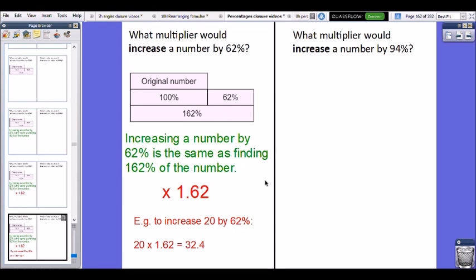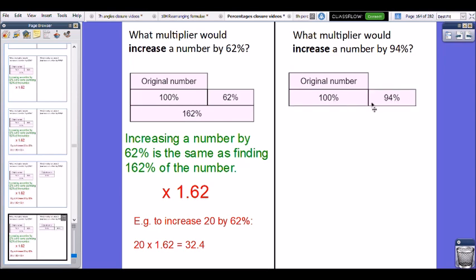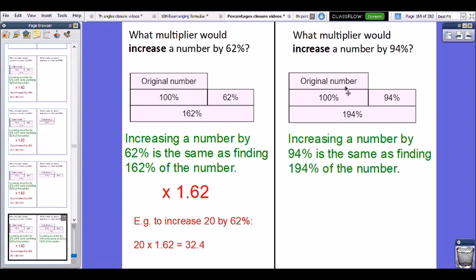Okay, so please can you pause the video and tell me what multiplier you would use to increase a number by 94%? Okay, so let's visualize the problem. Let's say my original number is 100%. If I want to increase it by 94%, it means I need to add on an extra 94%. Do we see that increasing a number by 94% is just the same as finding 194% of that original number?